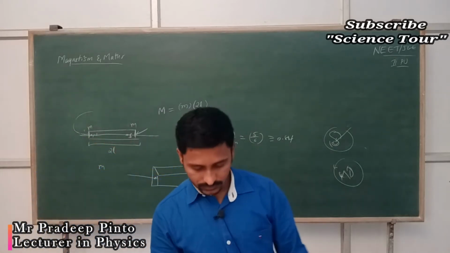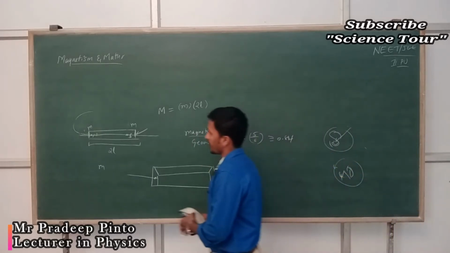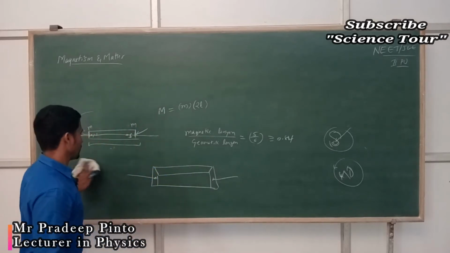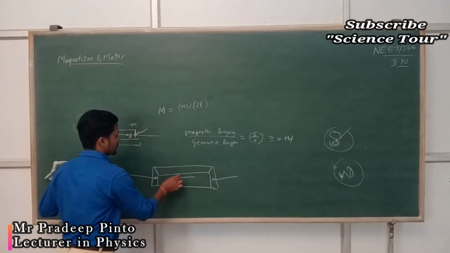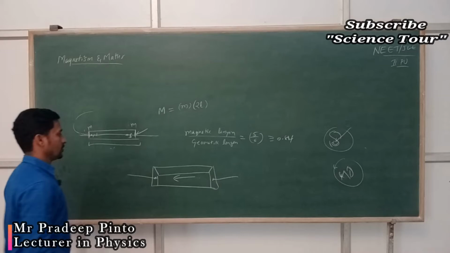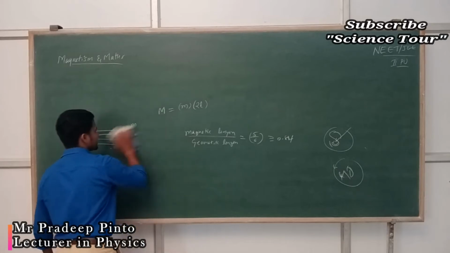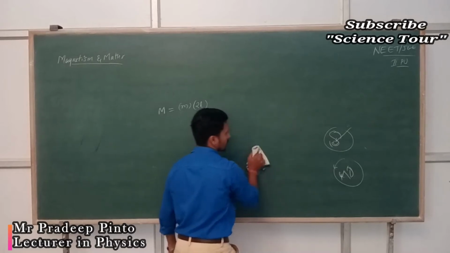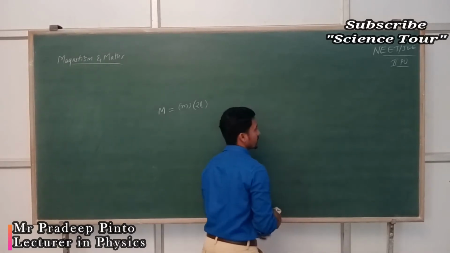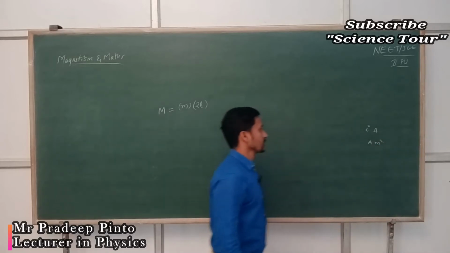Okay, so what is the direction of the magnetic moment in a bar magnet? Always the magnetic moment is from south to north. Or always the magnetic moment direction will be south to north. So what is the SI unit for the magnetic moment? We can write I into A, isn't it? So that is nothing but ampere meter square, isn't it?